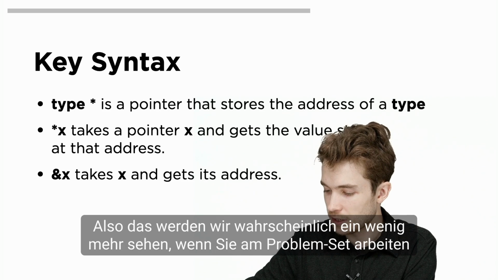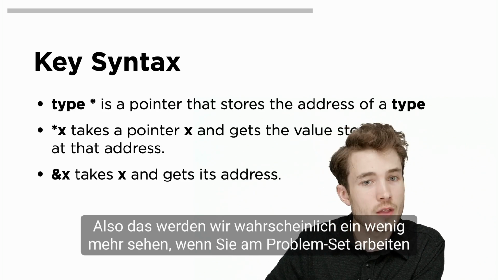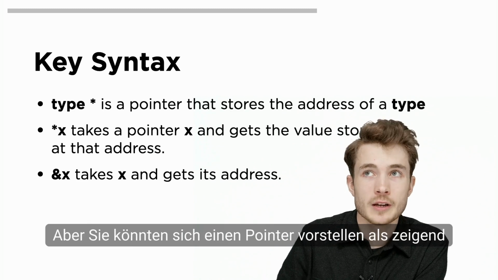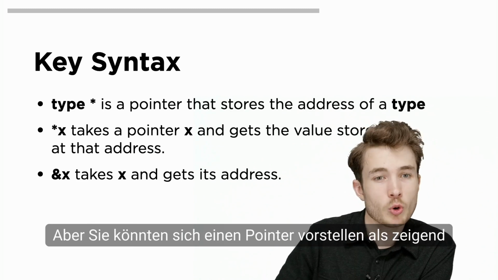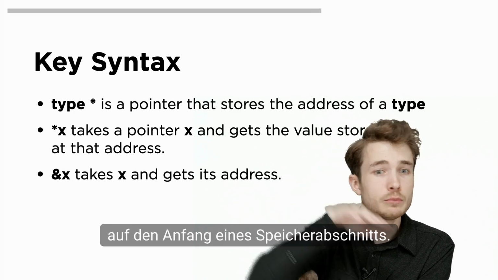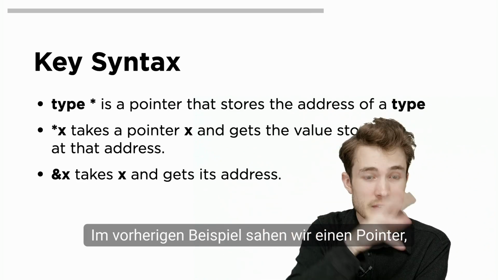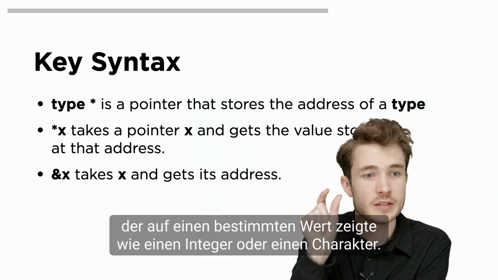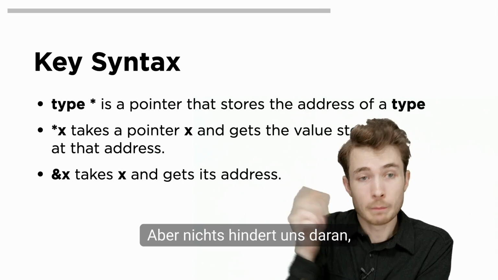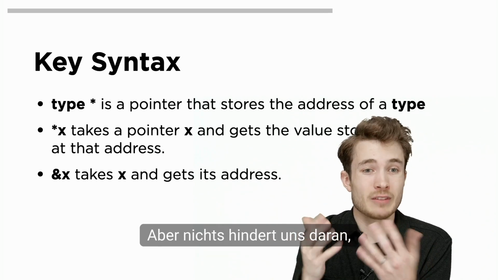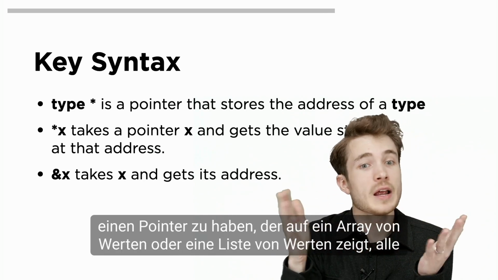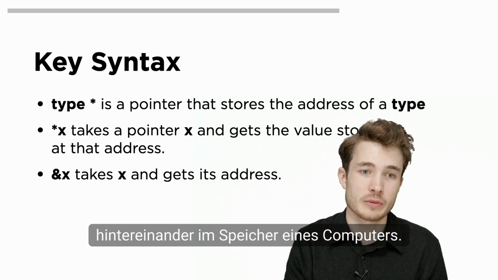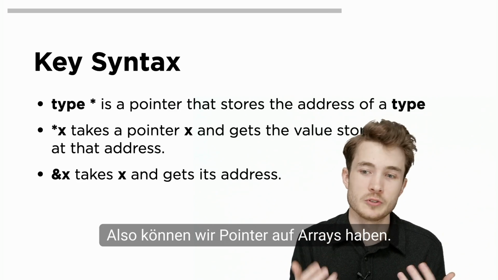So we'll see this probably a little bit more as you work on the problem set and go on with the course. But you could think of a pointer as pointing to the beginning of some chunk of memory. In the previous example, we saw a pointer pointing to one particular value, like one integer or one character. But there's nothing stopping us from having a pointer that points to an array of values or a list of values, all back to back to back in a computer's memory. So we can have pointers to arrays.